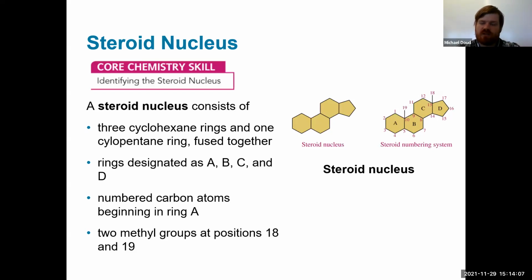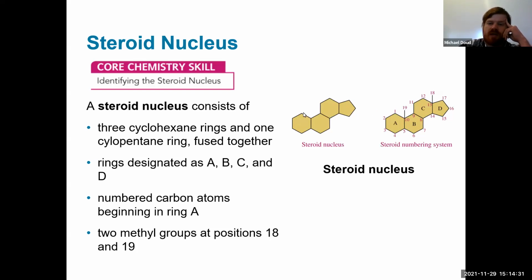Basically, there's three cyclohexane rings and one cyclopentane ring that's all fused together exactly like this. Now, these are numbered in a really weird way. So there's the A, B, C, and D steroid rings, basically. So this is from left to right, A through D.